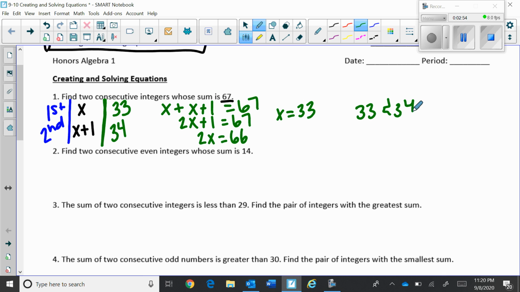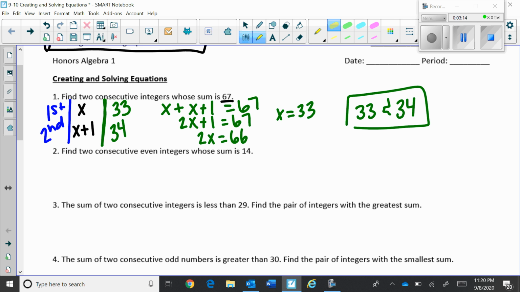All right, make sure you don't just, ooh, that looks weird. Let me try that again. Make sure you do not just stop at finding x. You go back and make sure that you're actually giving the answers from what they were trying to find. So number 2 is similar. There is one key difference here though.